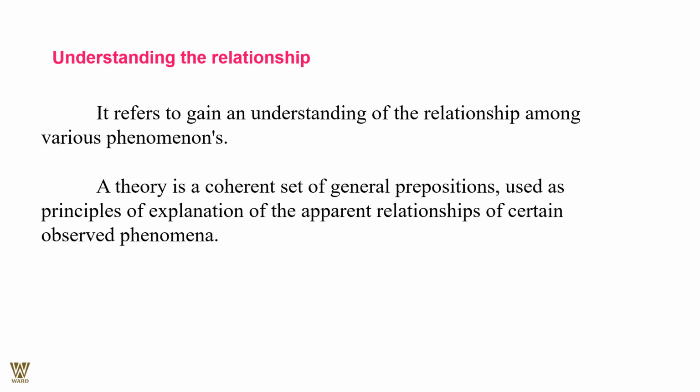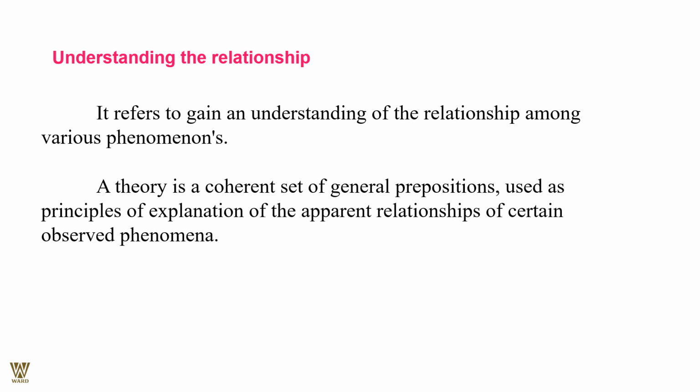Understanding the relationship refers to the various phenomena, factors, and parameters that are playing a major role or even a minor role in the outcomes of a relationship. A theory is a coherent set of general propositions used as a principle of explanation and apparent relationship for certain observed phenomena. So why a particular person is behaving in a particular fashion, or why particular data is coming up with a certain different kind of outcome, that might relate to other people or other data in play. We need to understand those relations between people, or between different factors and parameters, so that prediction becomes easier.